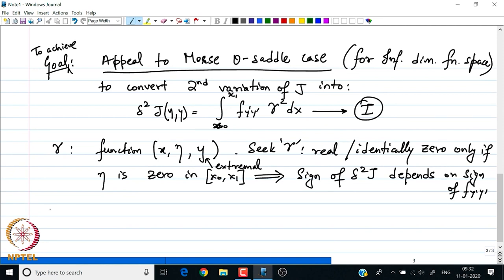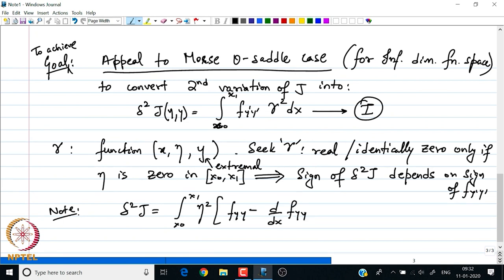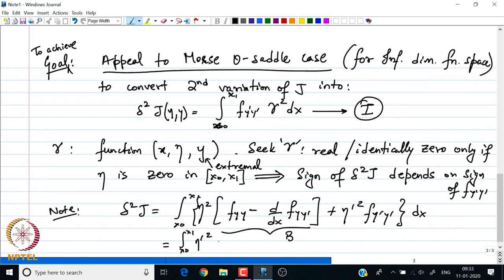Okay. So, let us now look at our second variation. This is from our previous lecture. Our second variation del square j is the integral from x 0 to x 1 of eta square times f of y minus d dx of f of y prime, plus eta prime square f of y prime, integrated with respect to x. Now, let me call the bracketed expression b. Then my second variation is the integral from x 0 to x 1 of eta prime square f y prime plus b times eta square, integrated with respect to x. Let me denote this form of the second variation by 2.